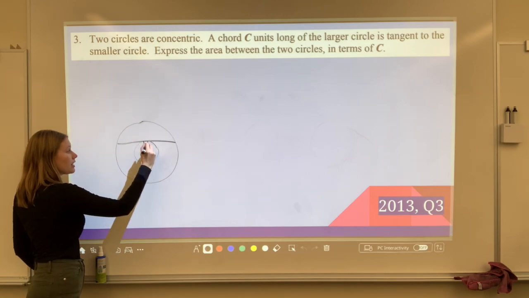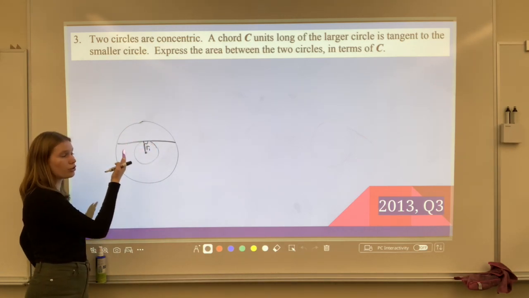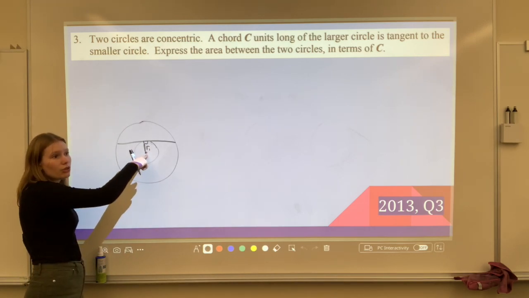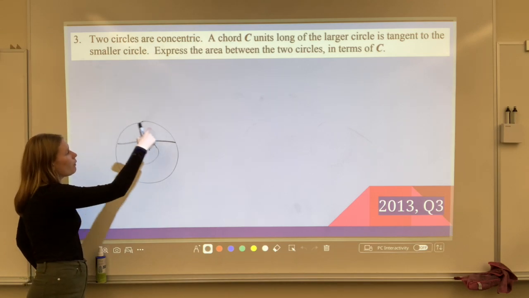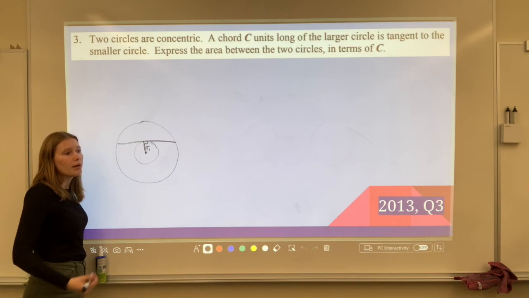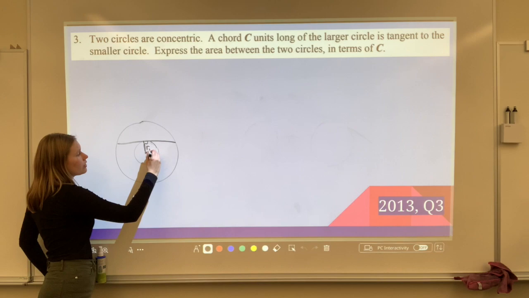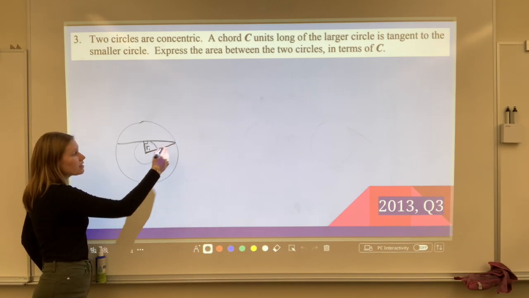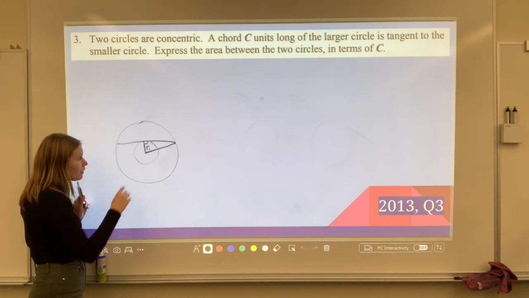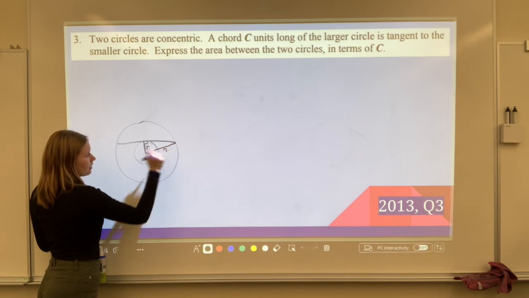And that, we're going to say, is radius 1. It's equal to the radius of our smaller circle. Now, we can draw a line from the center to any point on this larger circle, and that will equal the radius of the larger circle. But I'm going to draw the radius from the center to the end of the chord here. And now that means we have a right triangle, and our hypotenuse is radius 2.